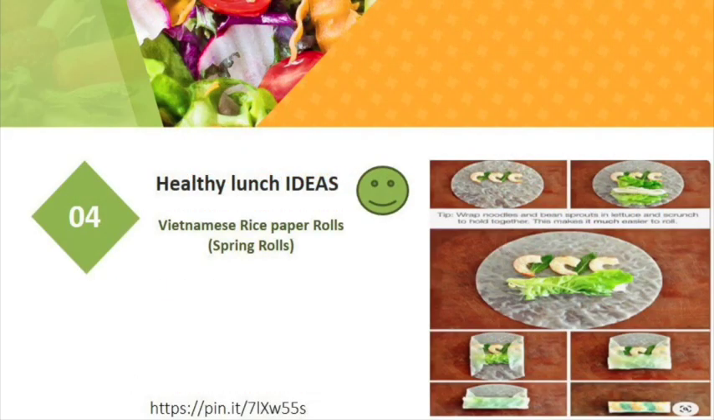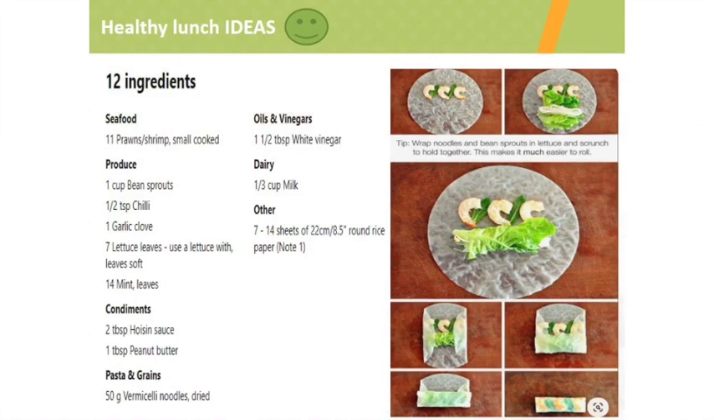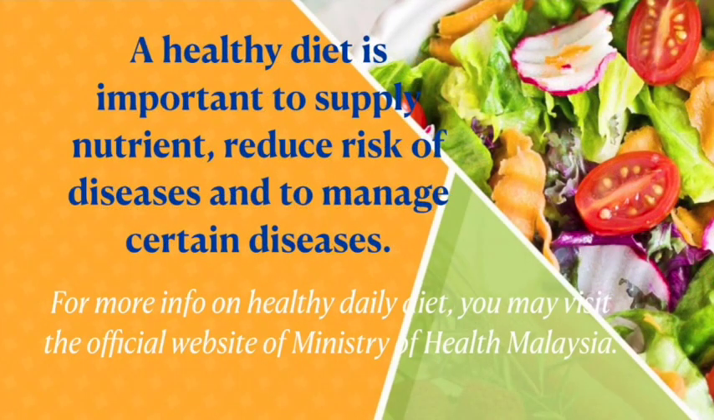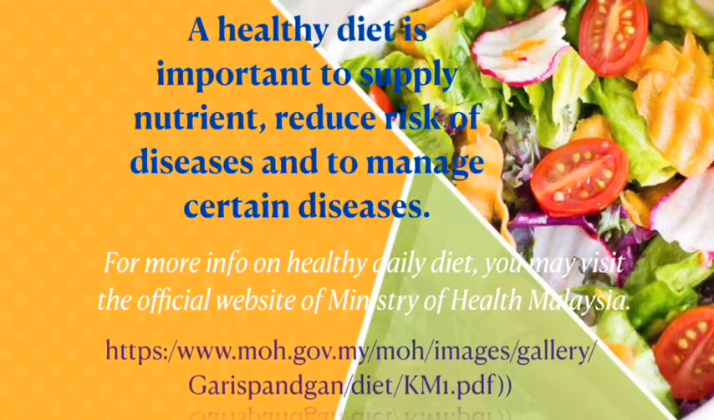Lastly, we have a healthy lunch idea for your diet. Spring roll is so fun, healthy eating and super easy. To prepare the Vietnamese rice paper rolls, you just need 12 types of ingredients as shown and follow the picture illustration on how to wrap the spring roll. A healthy diet is important to supply nutrient, reduce risk of diseases and to manage certain diseases. For more information on healthy daily diet, you may visit the official website of Ministry of Health Malaysia through www.moh.gov.my.